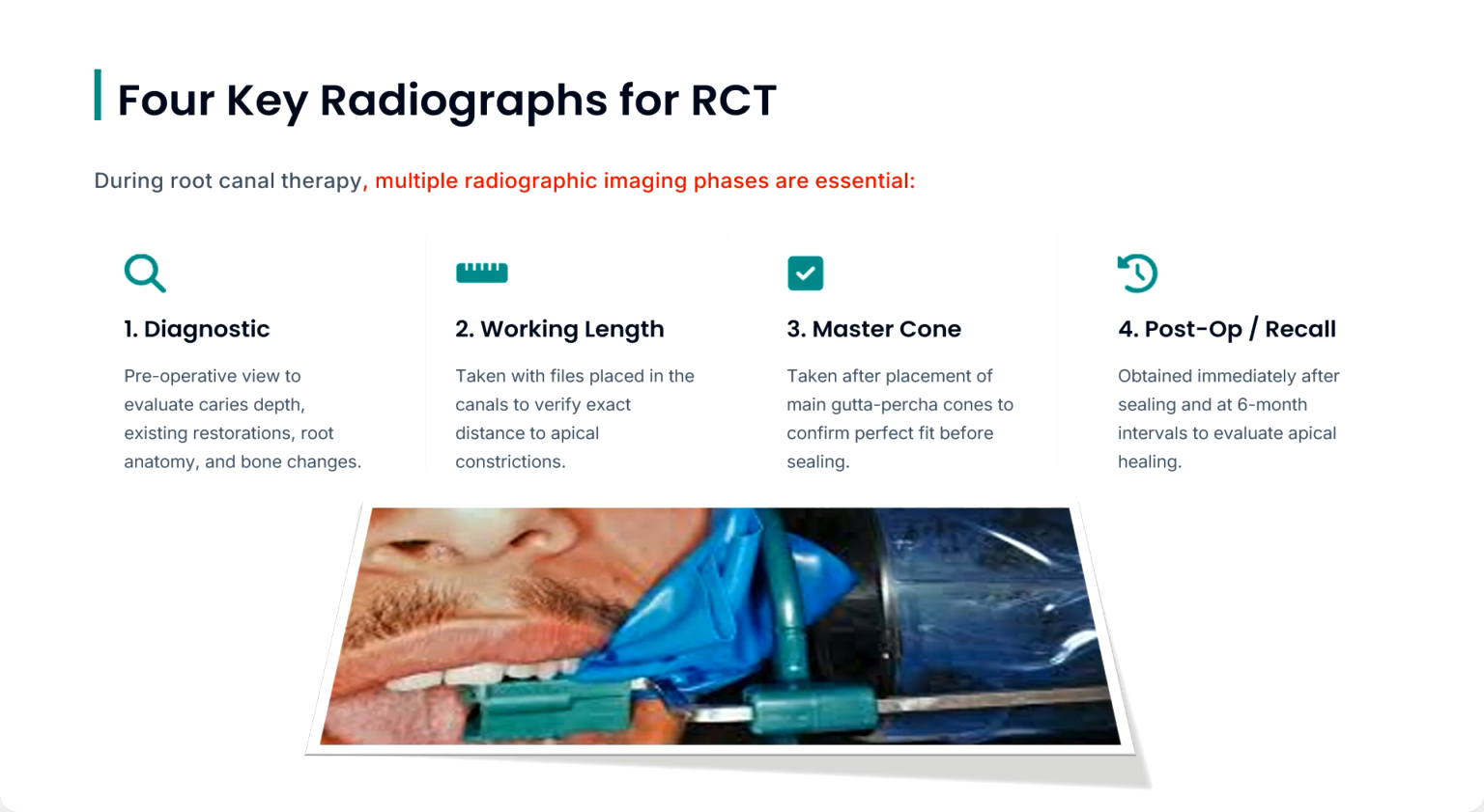Then you're going to take an x-ray of your working length. Your working length in endodontics is how long the canal is, from the tip of the tooth where your preparation was to the end of the apex of the tooth, or the end of the roots. So you place those files in, measure the length, and take a picture.